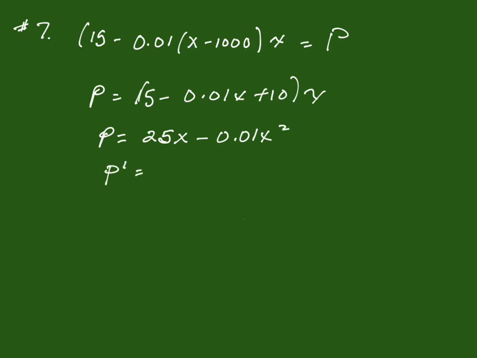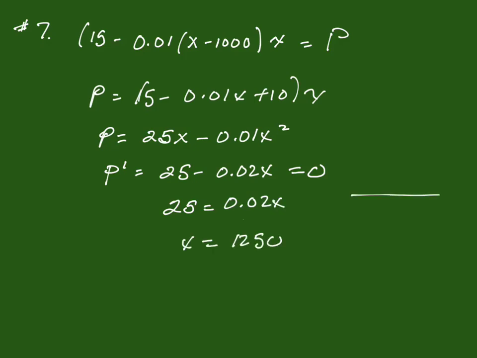P prime would be 25 minus 0.02x, and you set that equal to 0. So 25 equals 0.02x, so x is 1,250. So we have the same negative slope, positive negatives. This will maximize it. So 1,250 customers will maximize profit.